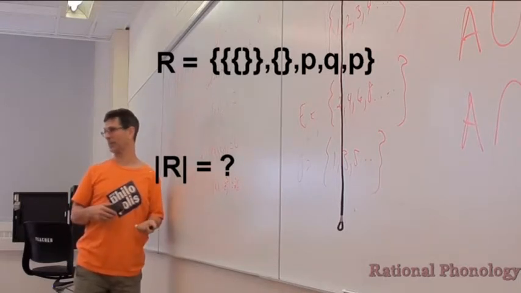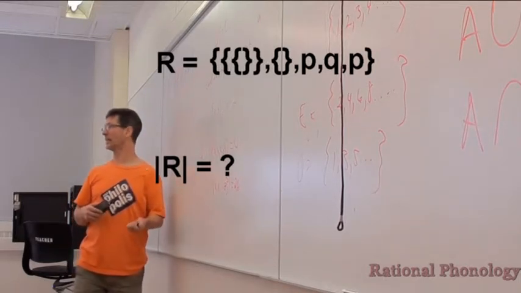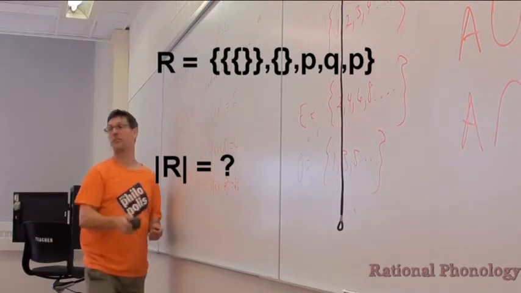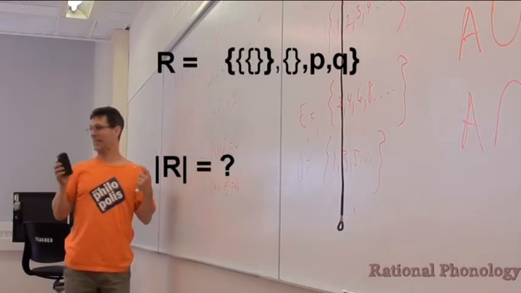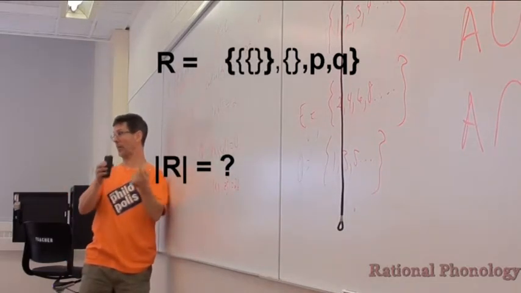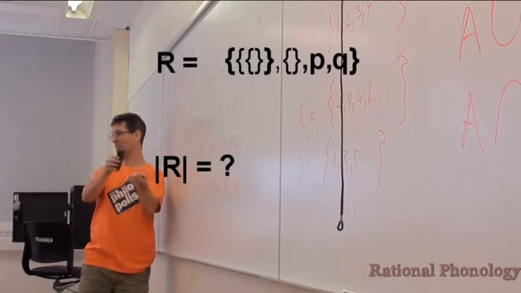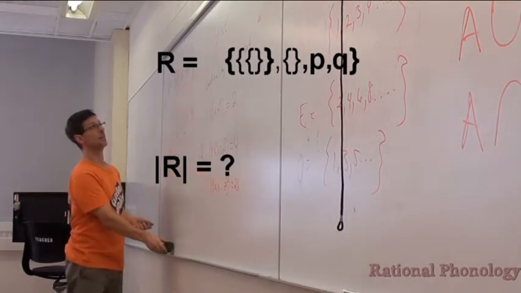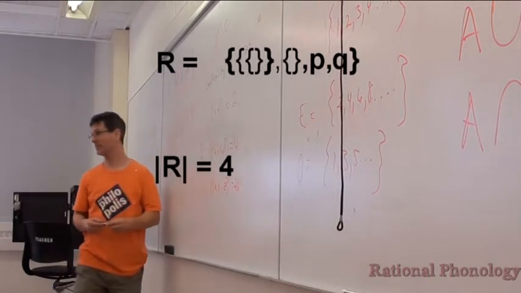Let me put it down. Eliminate the repetition of P, right? That doesn't affect cardinality. It's not how many symbols are here between commas, it's how many things there are about which I can say, yes, you're in the set, without repeating myself. Okay? So it's at most going to be 4.